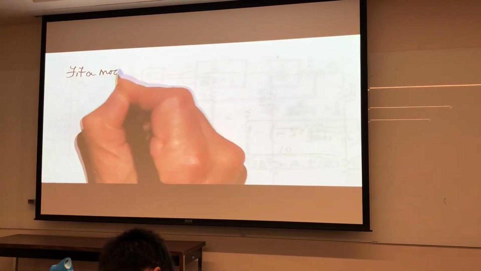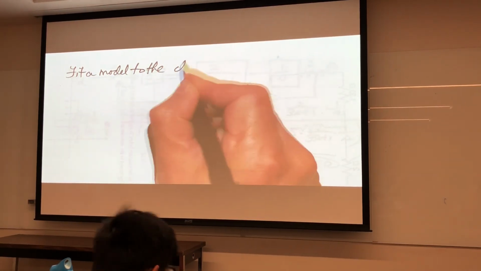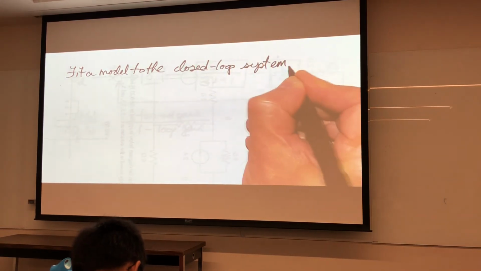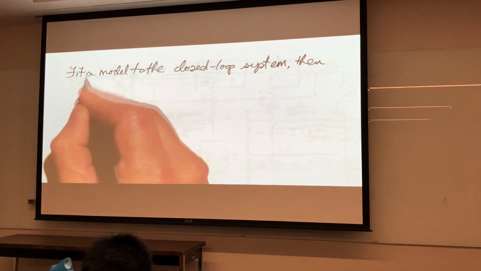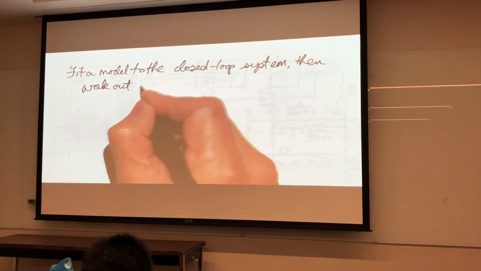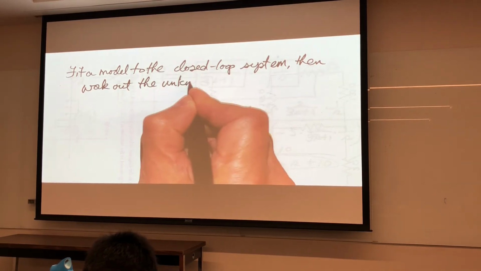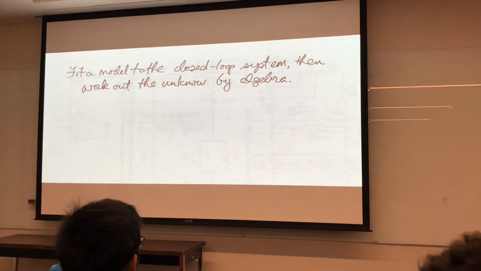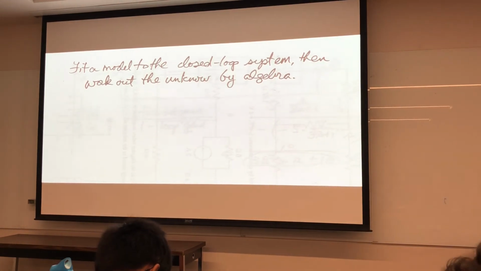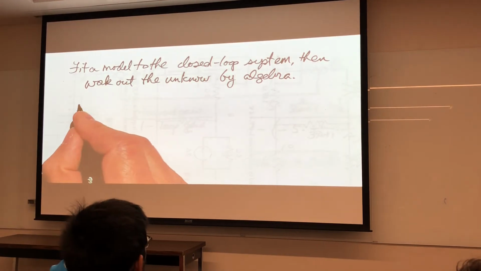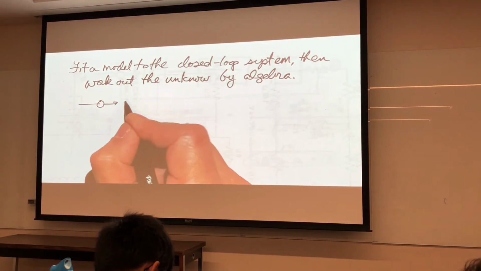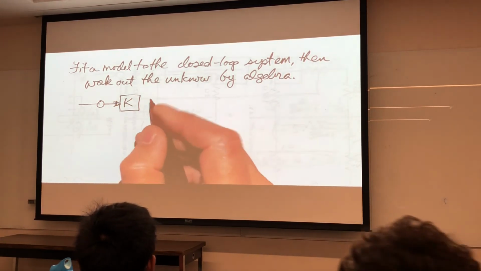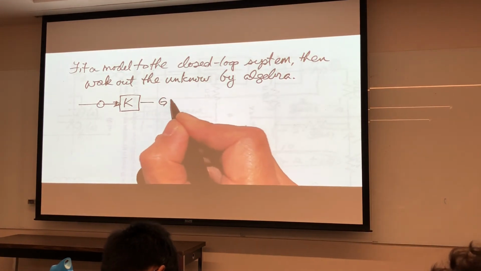Fit a model to the closed loop system in feedback, then work out the unknown by algebra. So let me go back to an abstract description of the problem. I'm going to construct my application, my robot arm. I'm going to actually construct the robot. And here's my plant. I don't know what it is.